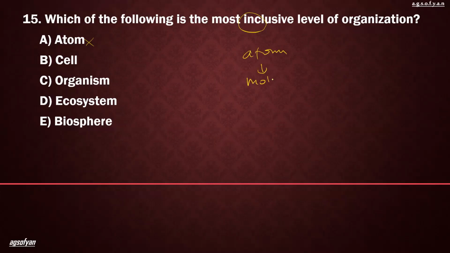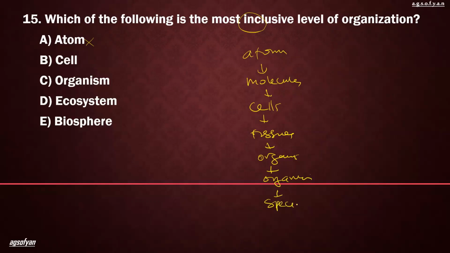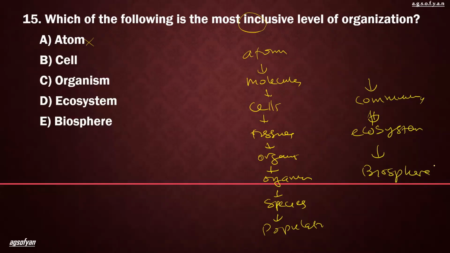Remember, atoms make molecules. Then molecules make cells, cells make tissue, and tissues combine together to make organs. Organs make an organism. Organisms together become a species. Species grouped together become a population. Populations make a community. Community plus the living environment is called an ecosystem. All the ecosystems in the world are called the biosphere. So which one is the most inclusive? The biosphere, because the biosphere includes all of this over here.